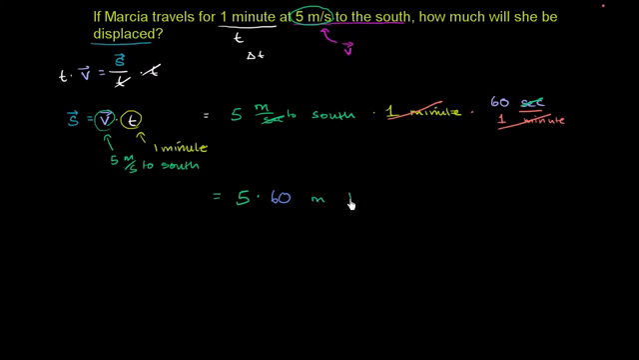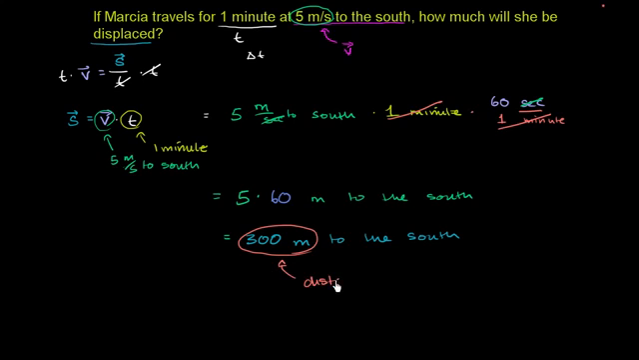So meters to the south. And this is equal to 5 times 60, which is 300 meters to the south. And we are done. That's how much she has been displaced. If they just wanted the distance, you could say that she traveled 300 meters. Just that part. The magnitude of the displacement, that is the distance that she traveled.